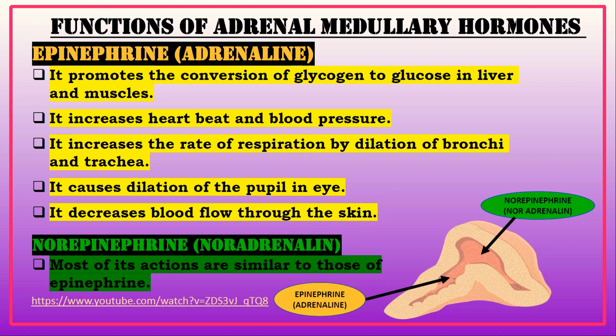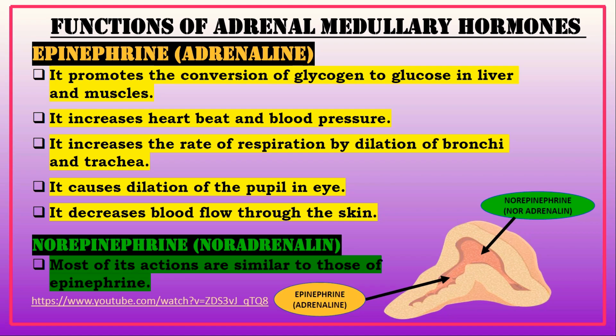Epinephrine will promote the conversion of glycogen to glucose in the liver and the muscles. At the time of emergency, more energy is needed by the body, so glycogen will be converted into glucose to get oxidized and release the energy. It increases the heartbeat as well as the blood pressure. The circulation will be increased because of the increased heartbeat and blood pressure, and so more blood will be pumped to the motor organs to meet the emergency situation.